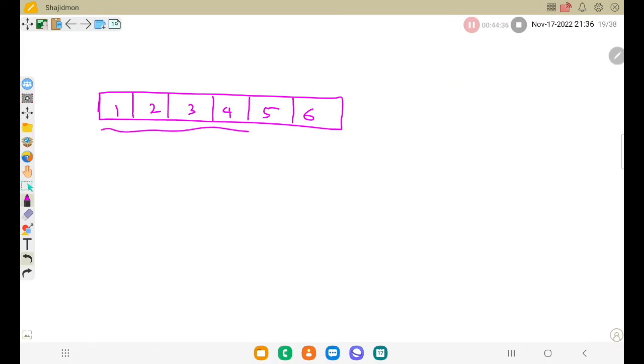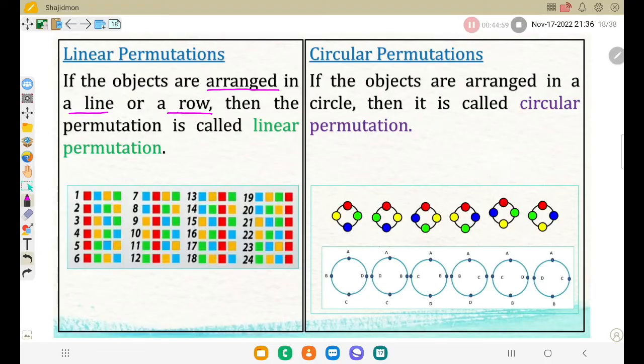Like objects arranged in a line or a row, this type of arrangement we call the linear permutation. Now if you are arranging the objects like a circle, first object you arrange here, second, third, fourth, like this. If you are arranging the objects like a circle, that is what we call circular permutation. When objects are arranged in a line or a row, the permutation is called linear permutation.